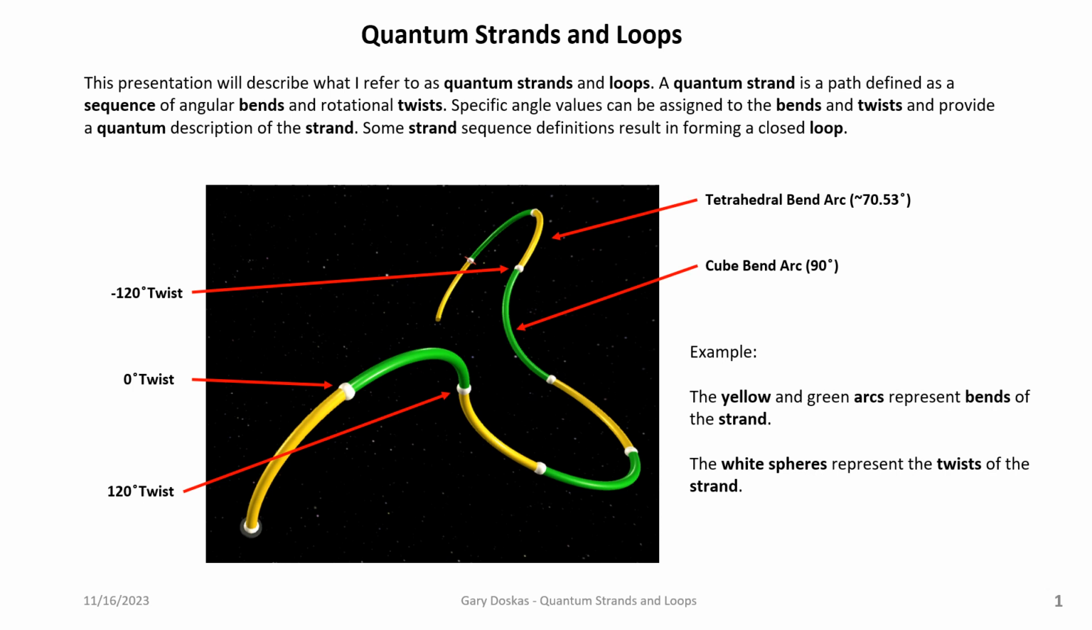The example here shows the yellow arcs representing the dihedral angle of a tetrahedron, and the green arcs represent the dihedral angle of a cube, and the white spheres represent where the twists are made in each of the strands.